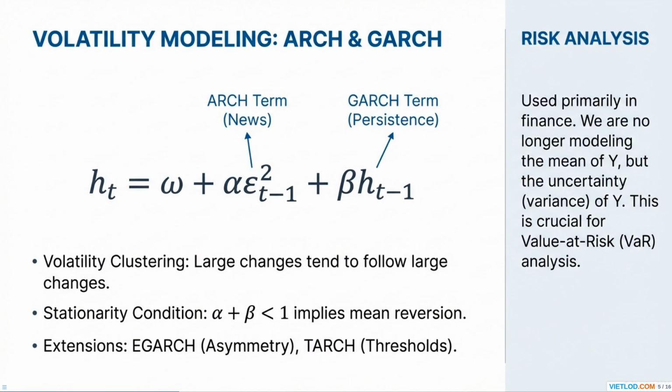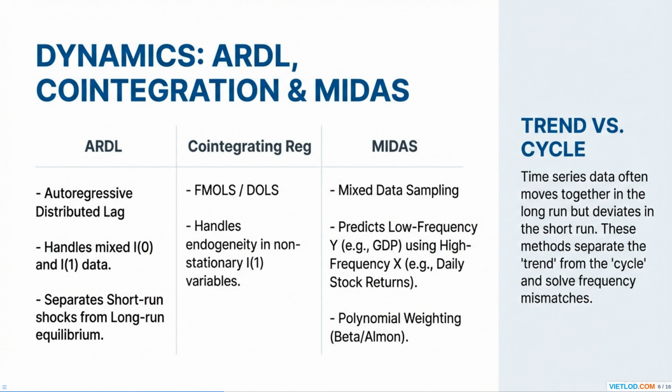For stable volatility that eventually reverts to its long-run average, the sum of alpha and beta must be less than 1. Extensions like eGARCH and tGARCH allow for modeling asymmetry and threshold effects. These models effectively show how significant events can cause volatility to spike and then gradually subside, providing a robust framework for understanding market risk.